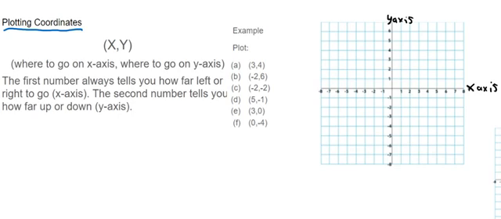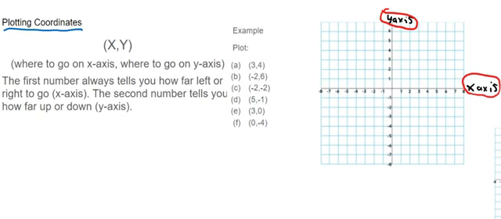Hi guys, so this is how to plot coordinates onto a coordinate graph. If you look over to the right hand side straight away, you've got what looks like a coordinate graph here. The horizontal axis, the one going across, is called the x-axis. This is the first thing you need to know. And the one going up, the vertical axis, is called the y-axis. So the x-axis goes across, the y-axis goes up and down.